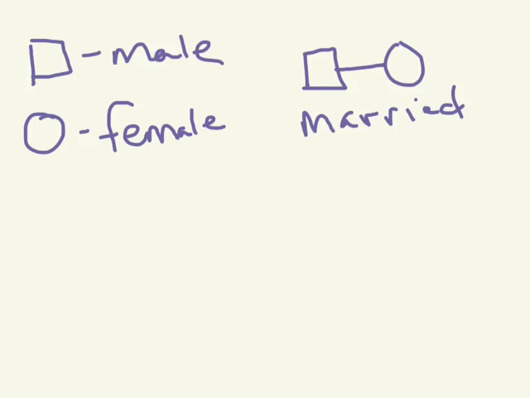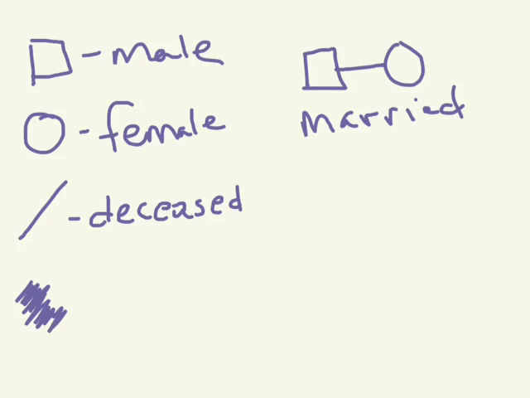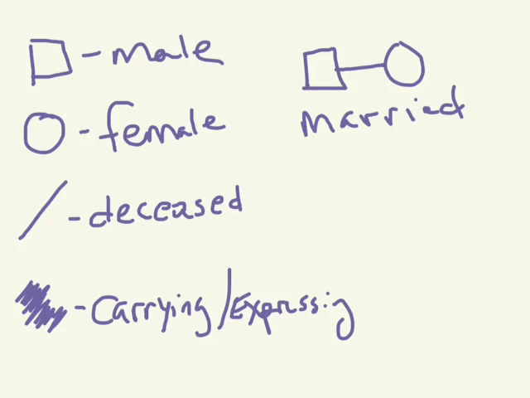If you have a circle or a square that is crossed out with a diagonal line through it, that means that person is no longer living. So we're going to say that they're deceased. And if you see a square or circle colored in, that means that person is carrying the trait that we're following. So we're going to say they're carrying the trait and expressing the trait. So that's going to be important in just a few minutes.